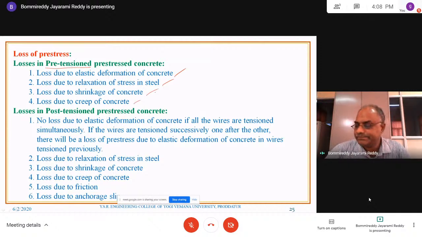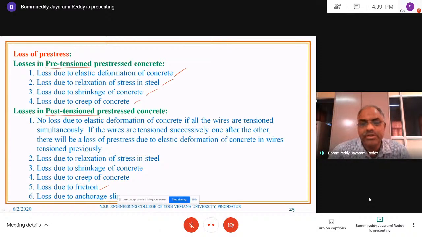Sometimes the question may be, which of the following is not a loss in pre-tensioned pre-stressed concrete? A, B, C, D. Out of this, only three of these will be present and the fourth one is some other thing. So you need to remember only four losses are there in pre-tensioned pre-stressed concrete, whereas in post-tensioned concrete, six losses are there in total. What are the six? Five because of the friction. The loss due to friction?